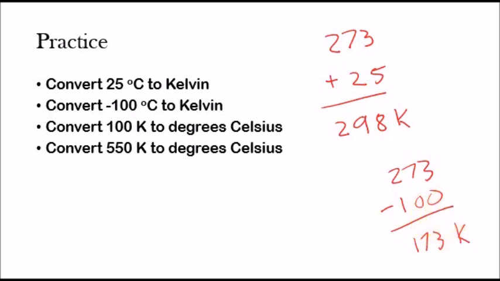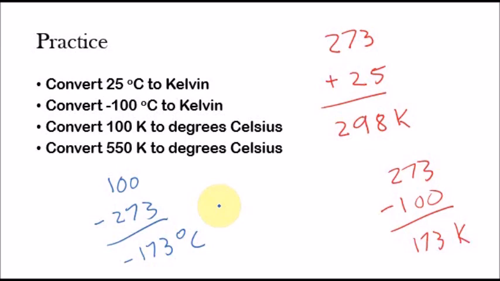Now let's go the other way. Convert 100 Kelvin to degrees Celsius. Here we're going to have to subtract 273. So 100 minus 273 is equal to negative 173 degrees Celsius.